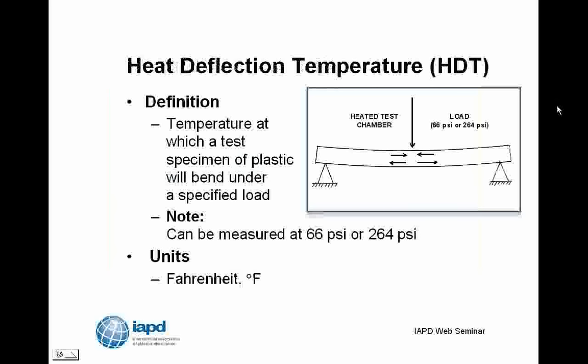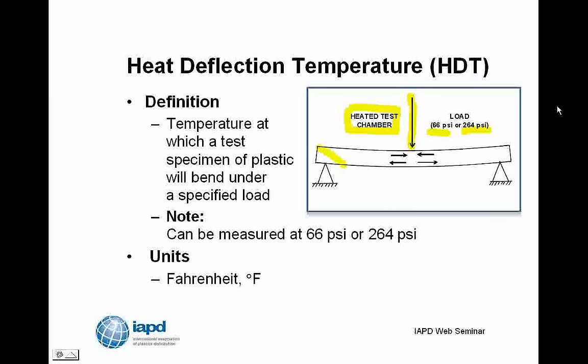Finally, let's talk about heat deflection temperature. This is the temperature at which a plastic material will soften and deflect under load. So the way this test is done, a load is applied to a specimen, and they use two different loads depending on what plastic you're testing, either a 66 psi load or a 264 psi load. And this happens inside a heated test chamber. And you start to turn up the temperature of that chamber while the load is applied.